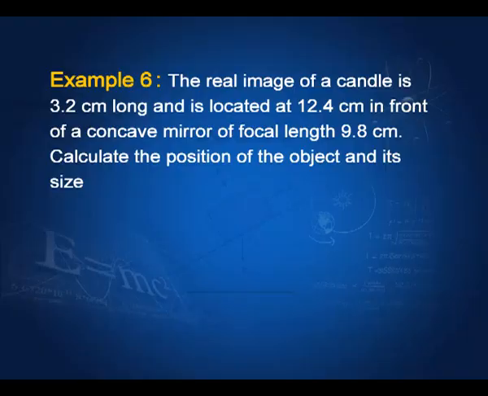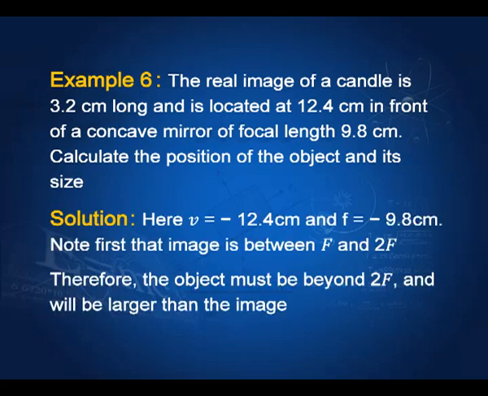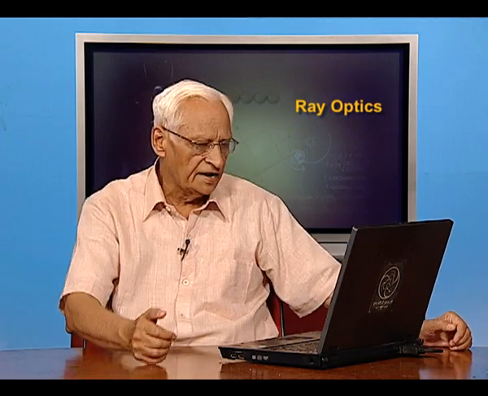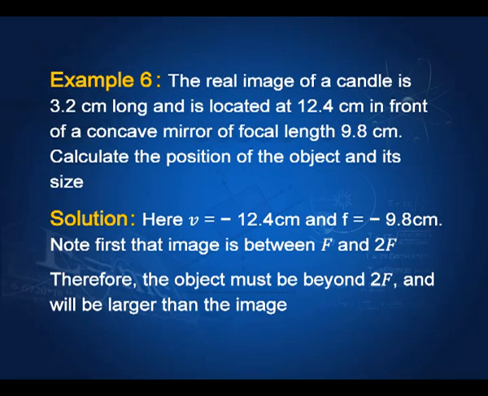So, let us take an example. The real image of a candle is 3.2 centimeters long and is located 12.4 centimeters in front of a concave mirror of focal length 9.8 centimeters. Calculate the position of the object and its size. So, we are given v is minus 12.4 because it is a real image, and distances must be measured towards the right. Therefore, it is minus 12.4. f for a concave mirror is negative, so minus 9.8.